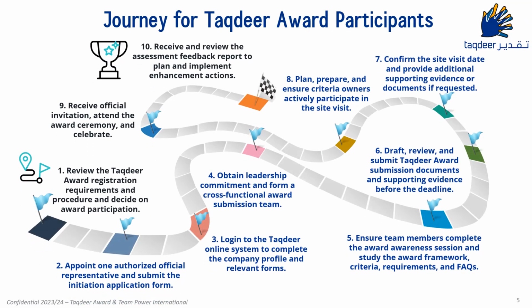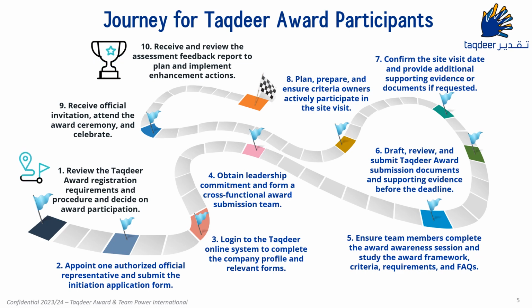The journey for Taqdeer Award participants. To better assist companies wishing to embark on the Taqdeer Award journey, we have developed a 10-step roadmap for award participation. Step 1. Review the Taqdeer Award registration requirements and procedures and decide on award participation. Typically, this decision involves the HR department and the senior management team. Step 2. Appoint an authorized official representative and submit the initiation application form. This representative will serve as the official point of contact between the participating company and the award office.